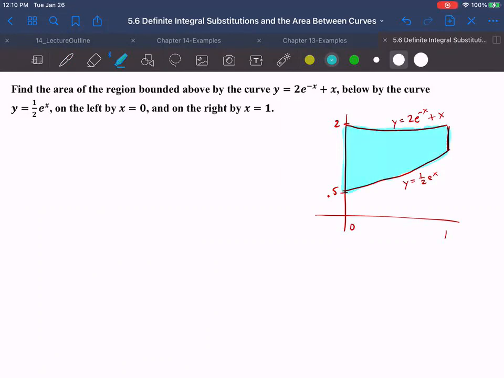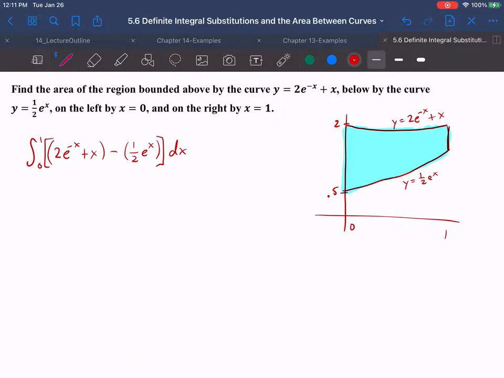And so we're going to just do this integral. We're going to do the integral from 0 to 1 of 2e to the negative x plus x. That's our first function. All right. Minus our second function, 1/2 e to the x. And then this whole thing times dx. There we go. And so we can integrate each one of those individual terms by itself.